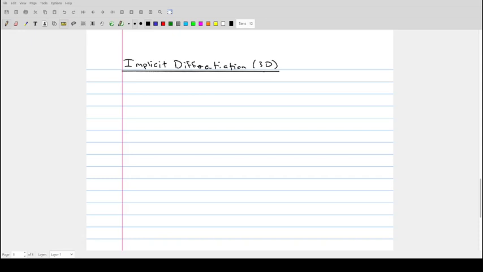And it turns out that this method that we're using for implicit differentiation can be applied to functions of any number of variables. We can use this to generalize to any number of variables that we might want to consider. But for right now, let's stick to functions of 3 variables.